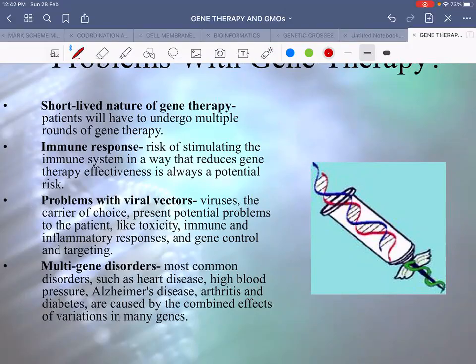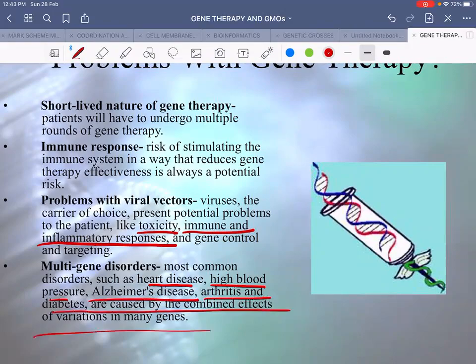Problems with viral vectors, जैसे मैंने कहा कि viruses can be toxic, they can elicit an immune response, they can even elicit an inflammatory response. ठीक है? And gene therapy cannot be used as a cure for multi-gene disorders, जैसे कि heart disease, high blood pressure, Alzheimer's disease, rheumatoid arthritis, diabetes. These are all caused by the combined effects of variations in many genes. ठीक है? तो इस तरह के जो problems and diseases like these, which are the result of combined effects of variations in many genes, cannot be cured by gene therapy.